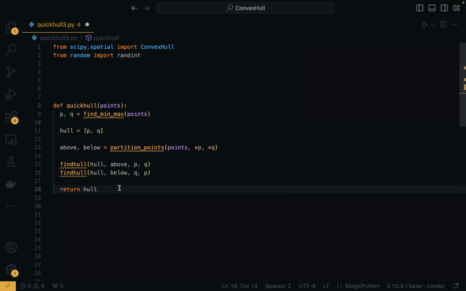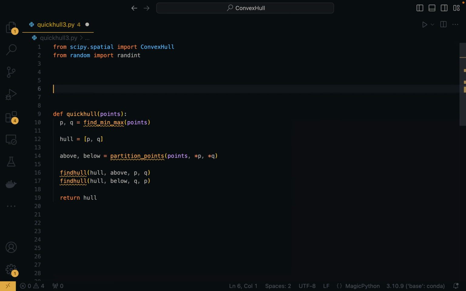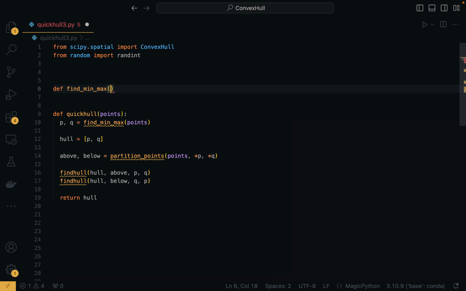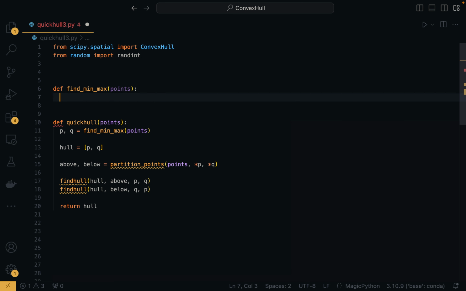Okay, so this is about 1/5 of the entire code. So now let's move on. Let's first start off with this find min max. So define find min max. Now I want to make this clear. So when we find the min and max, we do not need to sort it. All we need to do is perform a linear scan and record which is the smallest and which is the largest, or minimum x and the maximum x.